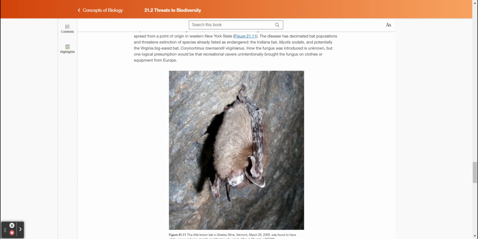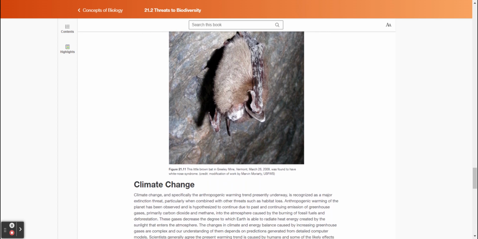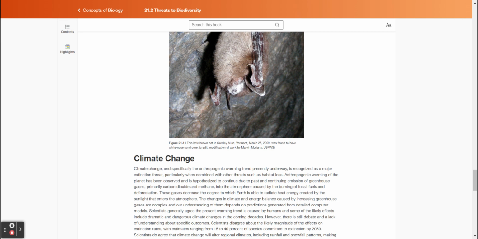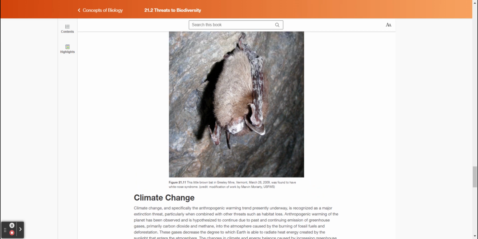Corynorhinus townsendii virginianus. How the fungus was introduced is unknown, but one logical presumption would be that recreational cavers unintentionally brought the fungus on clothes or equipment from Europe. Figure 21.11. This little brown bat in Greeley Mine, Vermont, March 26, 2009, was found to have white nose syndrome.